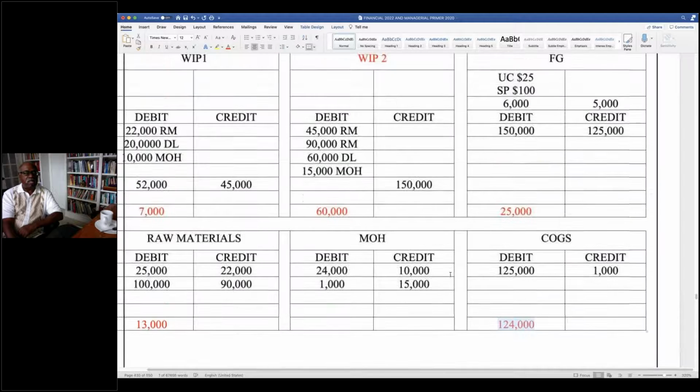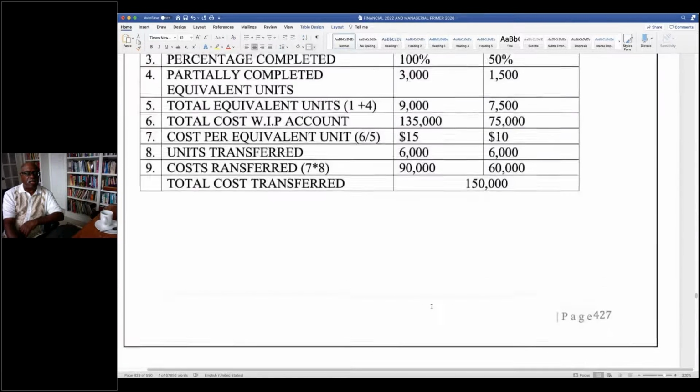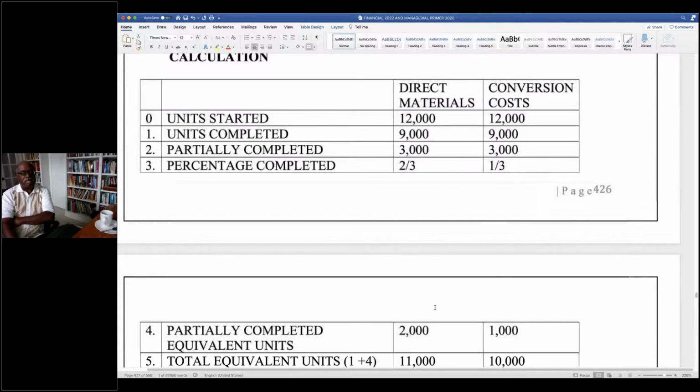So we now need to do what? Cost of goods sold and a cost of goods manufactured account?